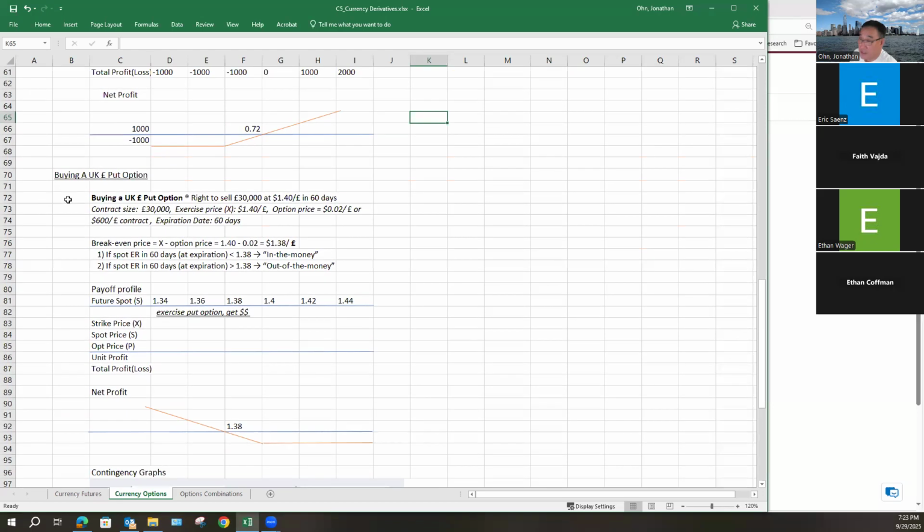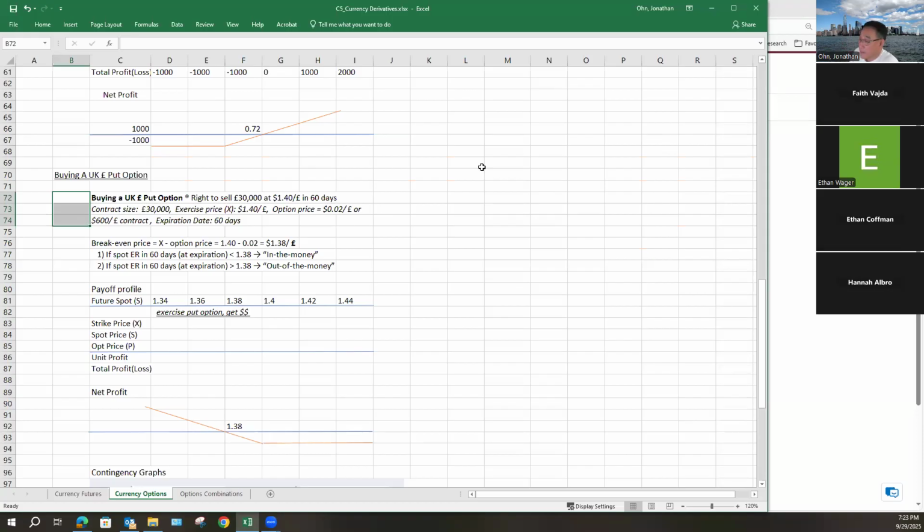All right. The next one is put option. Hannah, can you finish this one, please? Buying a UK put option, the right to sell 30,000 pounds at $1.40 in 60 days. Contract size 30,000, exercise price $1.40, option price 2 cents or $600, expiration date 60 days.